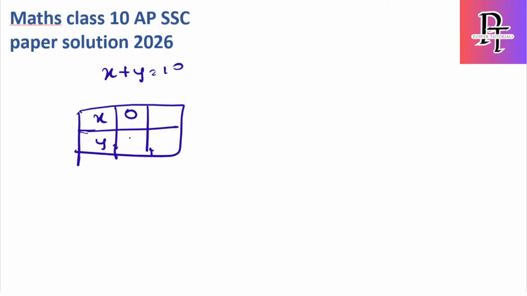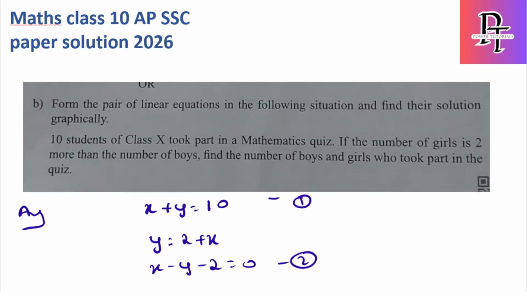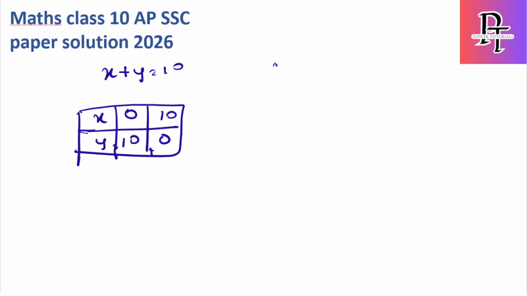If x is 0, y is 10. If y is 0, x is 10. This is a very easy point. What about the second equation? x minus y minus 2 is equal to 0.